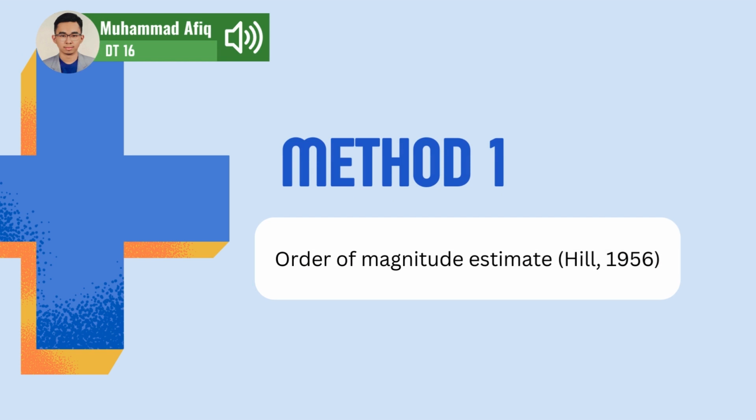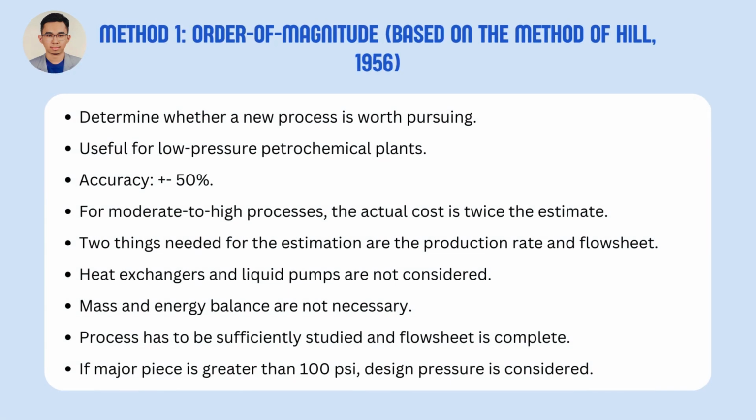Hello, my name is Mama Afiq, and I'm going to be presenting the first method of estimation of the total capital investment, which is the order of magnitude estimate. The order of magnitude method is to determine whether a new process is worth pursuing. It is only useful for low-pressure petrochemical plants. The accuracy is plus or minus 50%.